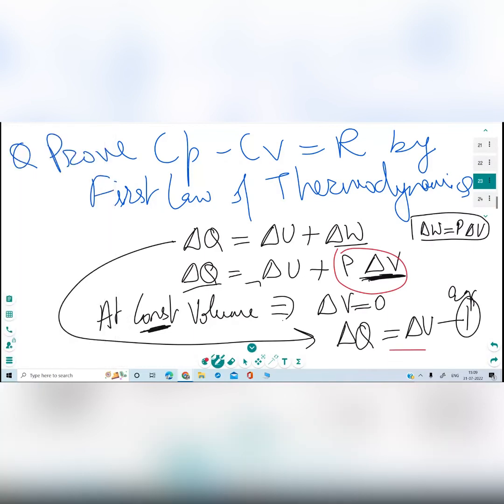Correct? Because I said del V is 0. If you put this 0 over here, P into 0 is 0. So del U plus 0 is del U. So del Q equal to del U. That's what I have written. Del Q equal to del U, equation number 1. Correct? Yes or no?